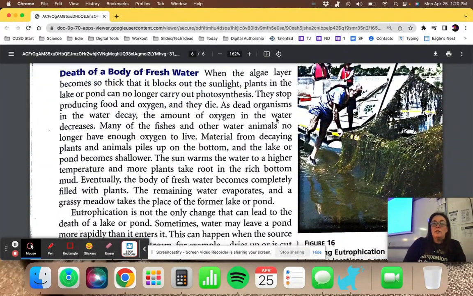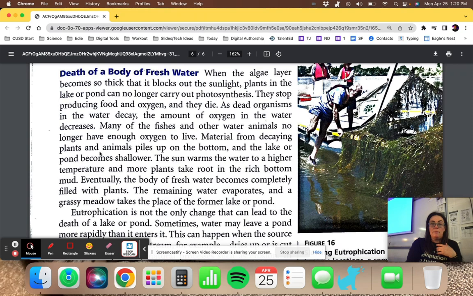When the algae layer becomes so thick that it blocks out the sunlight, plants in the lake or pond can no longer carry out photosynthesis. They no longer have the ability to. They stop producing food and oxygen and they die. As dead organisms in the water decay, the amount of oxygen in the water decreases. So that will kill the fish, right? Many of the fish and other water animals no longer have enough oxygen to live.